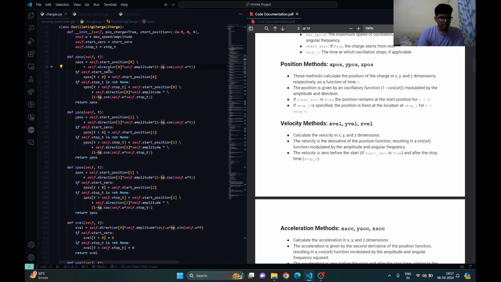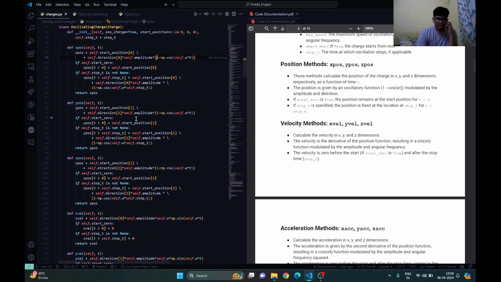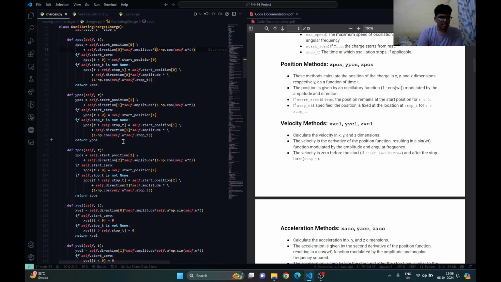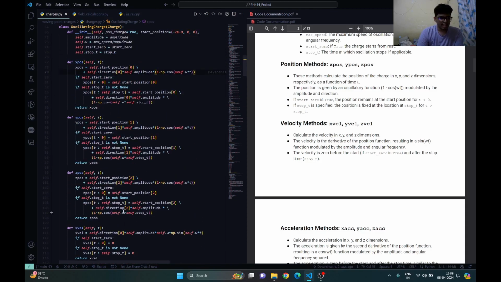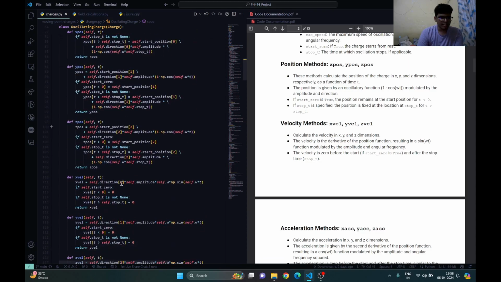So the x position, as mentioned, is just the harmonic oscillator equation in the x direction, just with 1 minus cos omega t, because the particle starts at the minus x max position, and then all of the other ones are defined according to that.